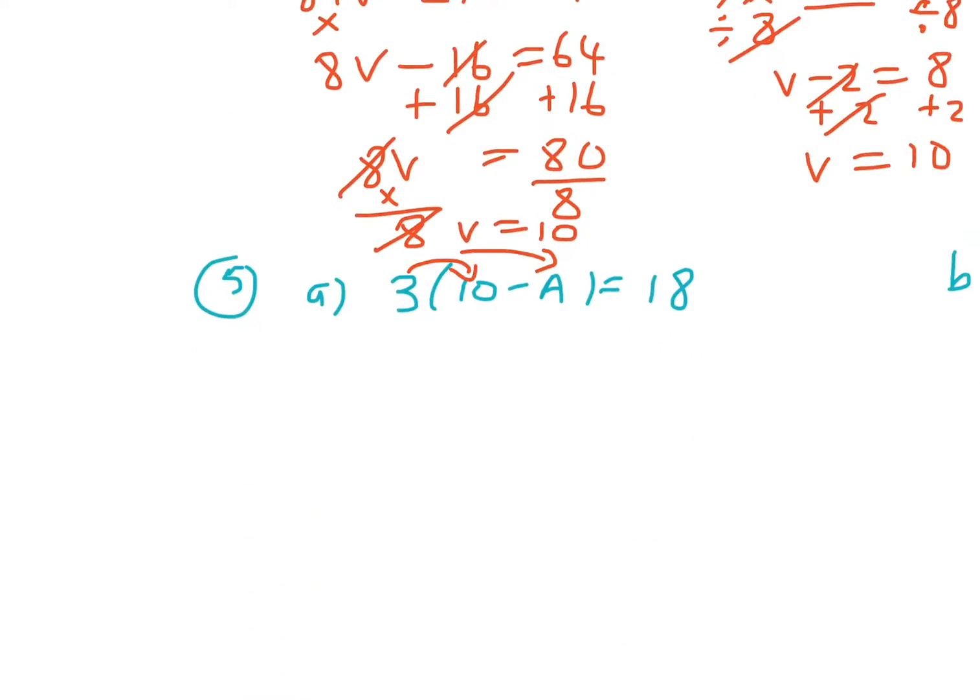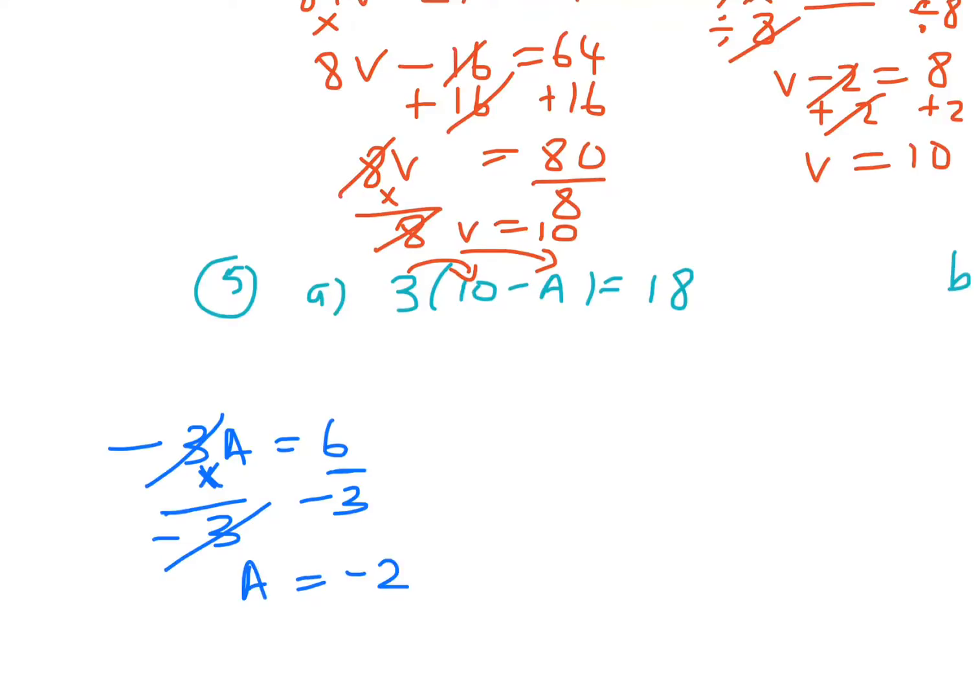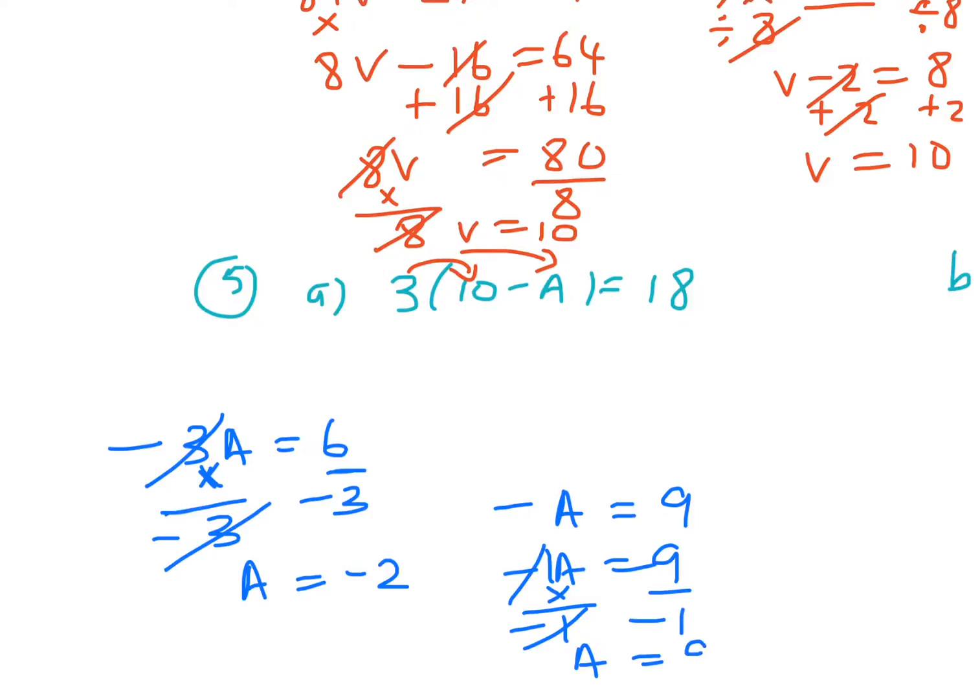Okay, so with question 5, when you're doing these ones, you end up with something like minus 3a equals 6, for example. And when you get rid of the minus 3, you divide by minus 3, not just by 3, because the opposite to timesing by minus 3 is dividing by minus 3. 6 divided by minus 3 is minus 2. And if you had minus a equals 9, the opposite to timesing by minus 1 would be to divide by minus 1. The 1s go out. Minus 9 divided by minus 1 is plus 9.